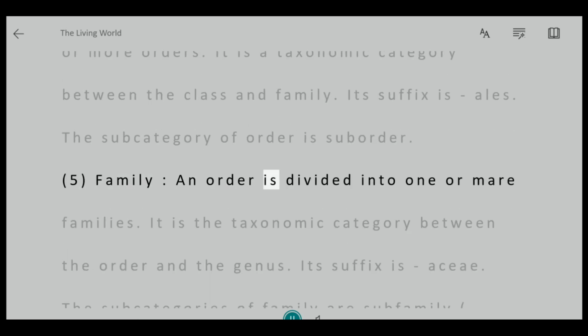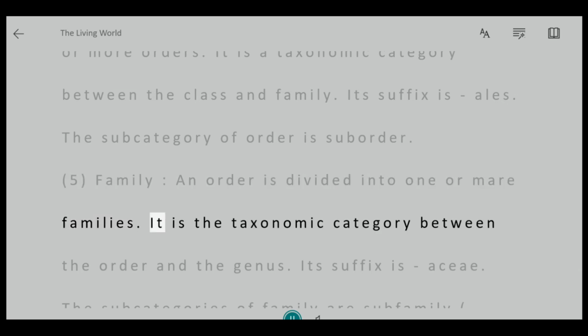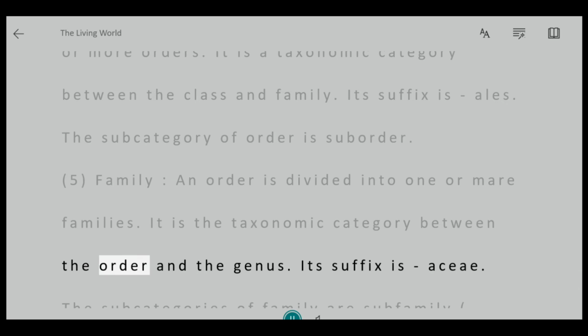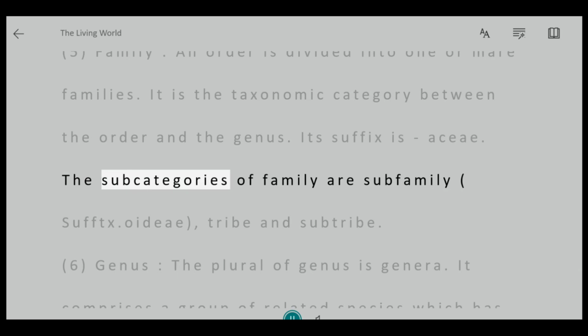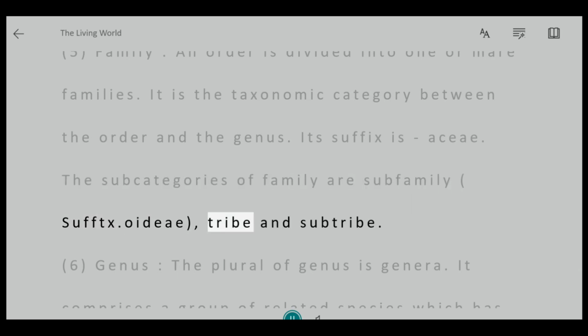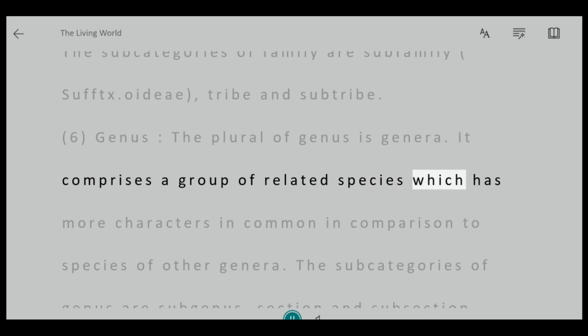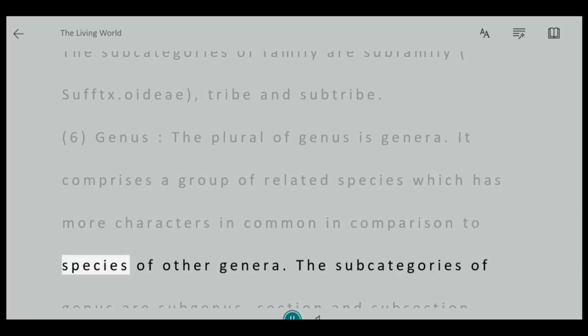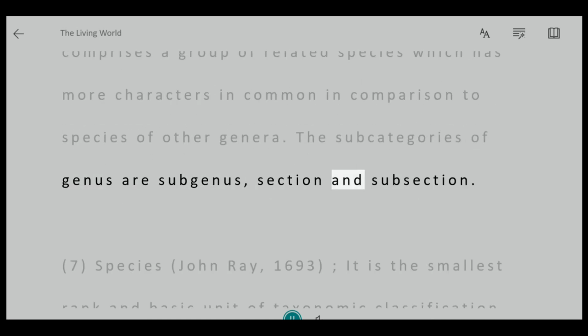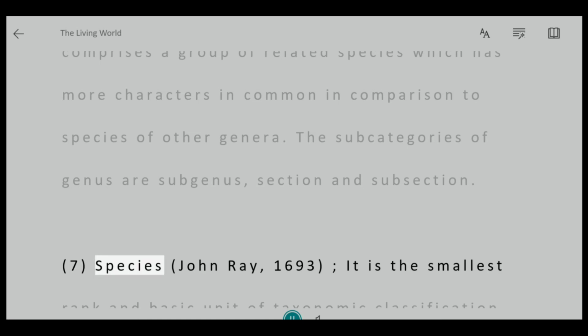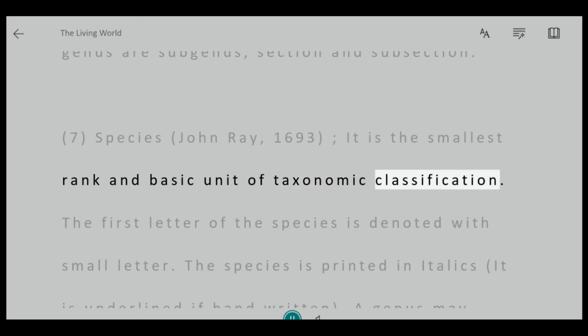5. Family, an order is divided into one or more families. It is the taxonomic category between the order and the genus. Its suffix is aceae. The subcategories of family are subfamily, subtribe, tribe and subtribe. 6. Genus, the plural of genus is genera. It comprises a group of related species which has more characters in common in comparison to species of other genera. The subcategories of genus are subgenus, section, and subsection. 7. Species, John Ray, 1693, it is the smallest rank and basic unit of taxonomic classification.